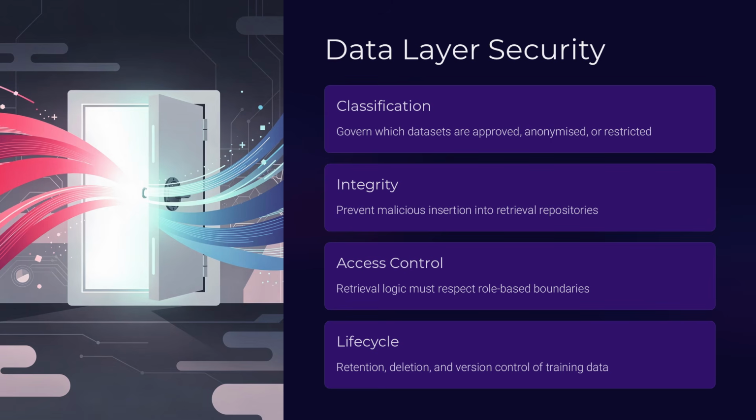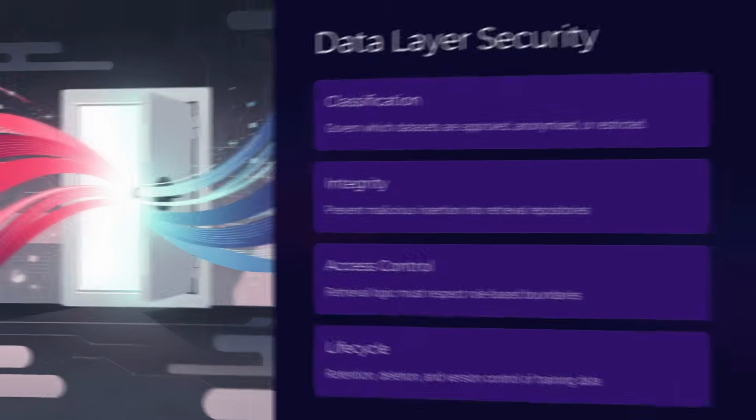Data access control must be enforced. Just because a model can technically access a dataset does not mean it should. Retrieval logic must respect role-based access boundaries. Data lifecycle management must be embedded. How long is training data retained? How is it deleted? How is it version controlled? Imagine a scenario where a malicious document is inserted into an internal knowledge base. If your data layer lacks validation controls, the model may retrieve that content and present manipulated information to executives. Data layer security protects intelligence integrity at its source.